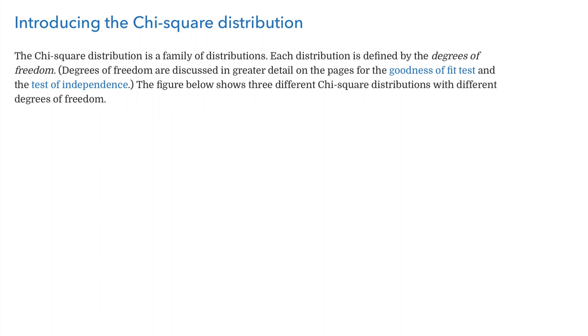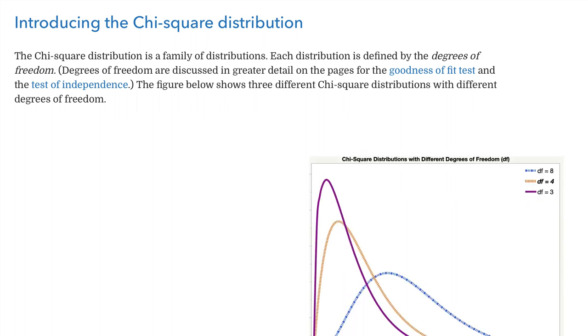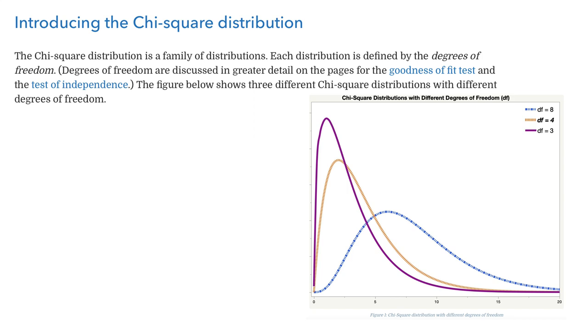The figure below shows three different chi-square distributions with different degrees of freedom. Basically, your degrees of freedom are related to the sample size. If your degrees of freedom, that's df in the graph, is really minimal, like the purple graph, if it's 3, that would be a positively skewed graph, big time skewed. If it's 4, it's a little less skewed. What if we bring it up to 8? Now we're getting something that looks more and more like a normal curve.